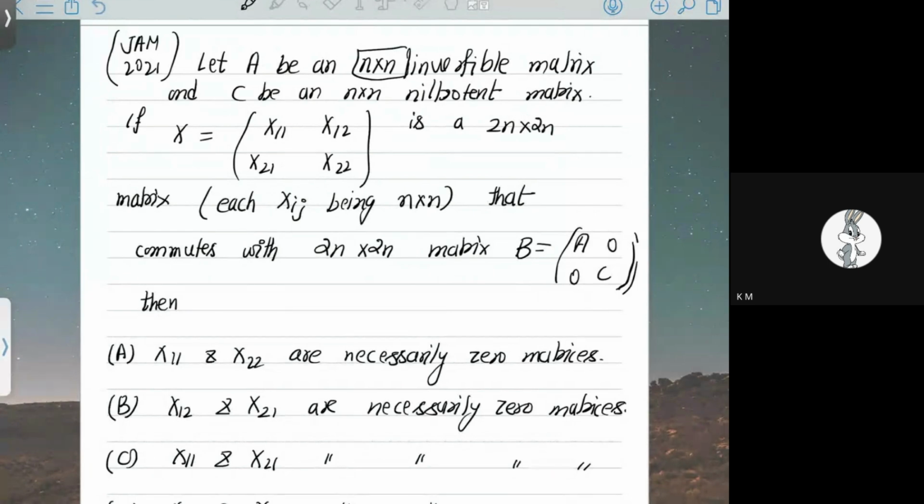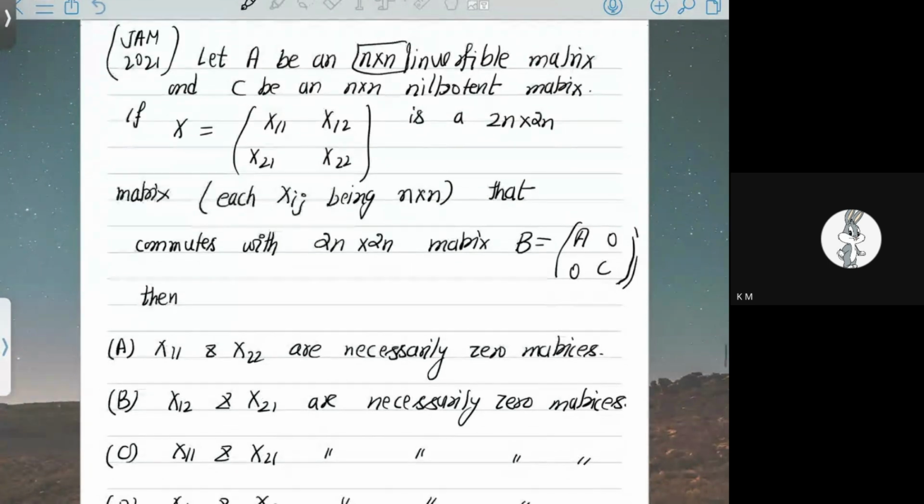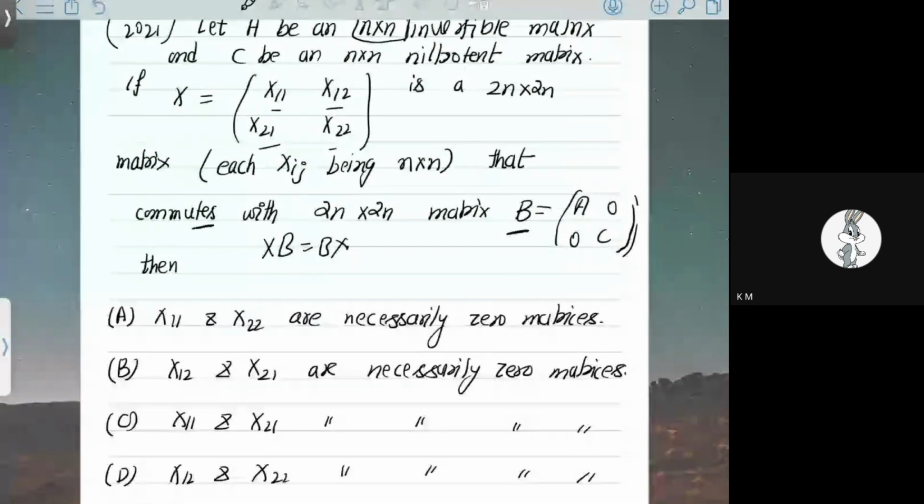So now it says that if X is a block matrix of this form, X11, X12, X21, X22, a 2N cross 2N matrix with each Xij being N cross N, that commutes with the 2N cross 2N matrix B, that is, commute means XB is equal to BX. Then we are given some options and need to find which of them are necessarily true.